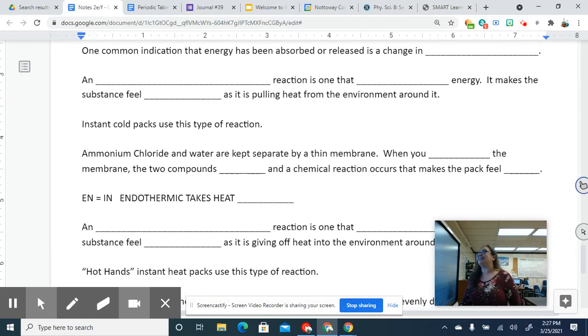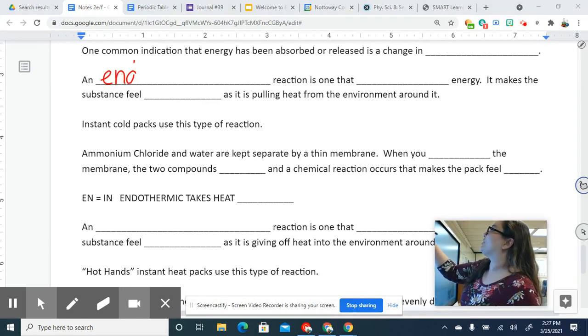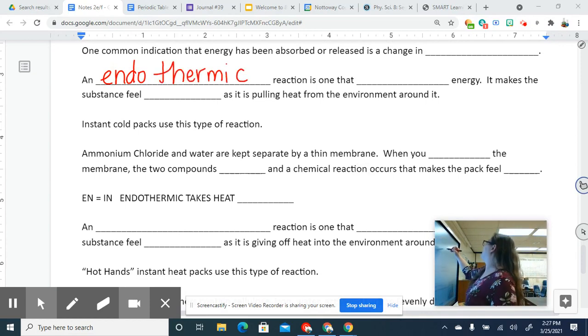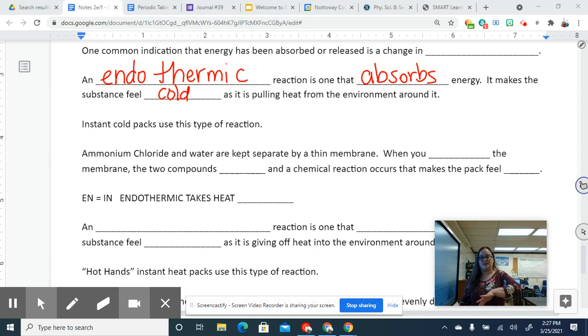Okay, so an endothermic reaction is one that absorbs energy. It makes the substance feel cold as it is pulling heat from the environment around it. So there is no such thing as cold. There is heat and there's the absence of heat. So when something feels cold, it feels cold because it is removing heat from you. That's why it feels cold.